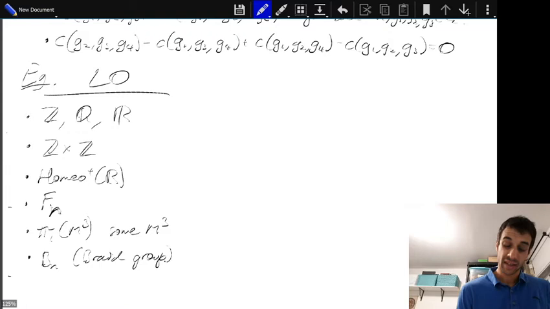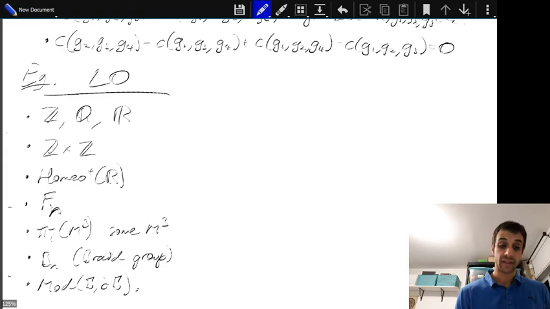And mapping class groups, when you have non-empty boundary, are left orderable. If you know what mapping class groups are, great. If you don't, don't worry about it. It'll come up a little later in the second course, but right now, don't worry too much about it. Okay, so those are just some examples of left orderable groups.